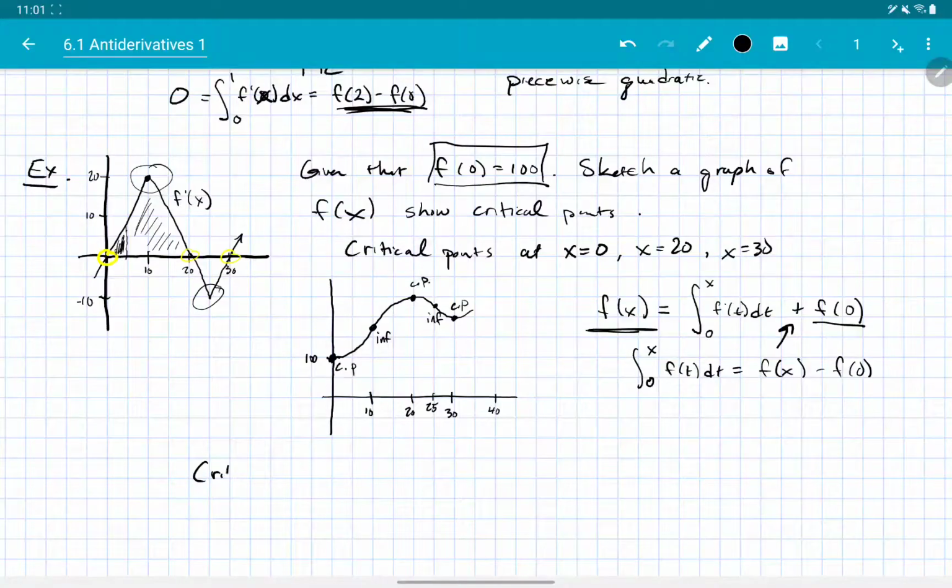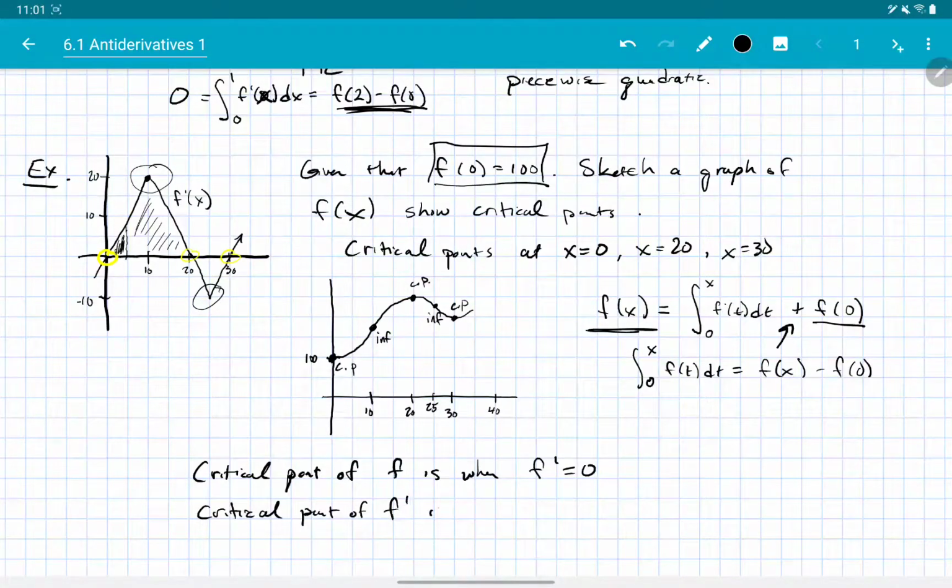Remember, a critical point of f is when f prime equals 0. A critical point of f prime is a point of inflection of f. So I have circled here the two critical points of f prime. That's when the derivative of f prime is equal to 0. Those will lead to inflection points, and we can see that in the picture here.